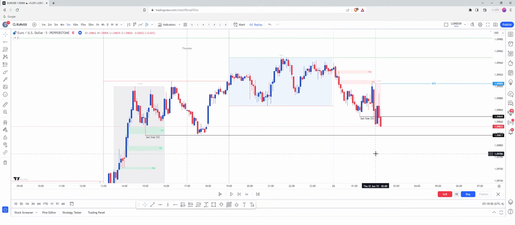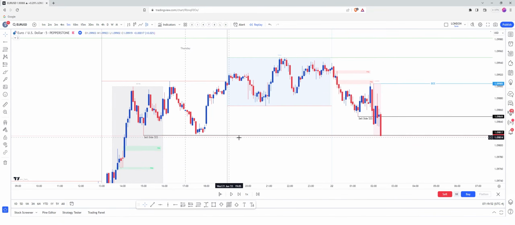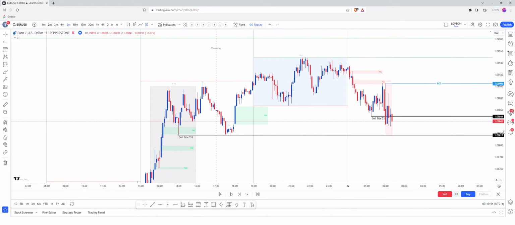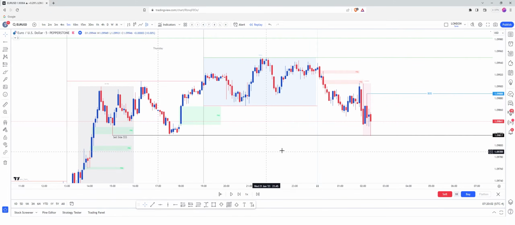So price is dropping down. We have now taken these relative equal lows. Our break of structure is now this level here. We'll remove this sell side. So if we were going to take a long position, having taken relative equal lows, we need a candle body close with a fair value gap over this break of structure.